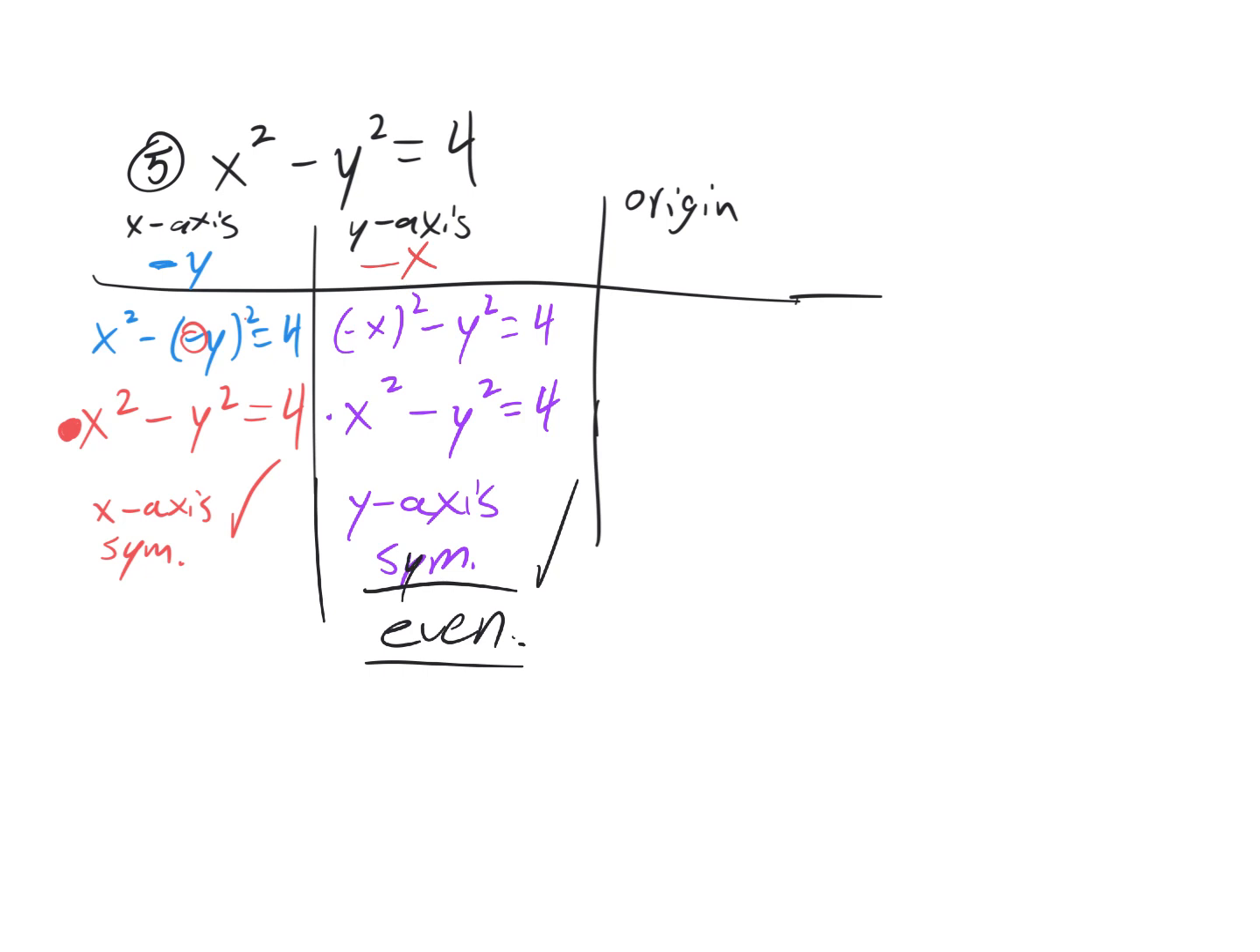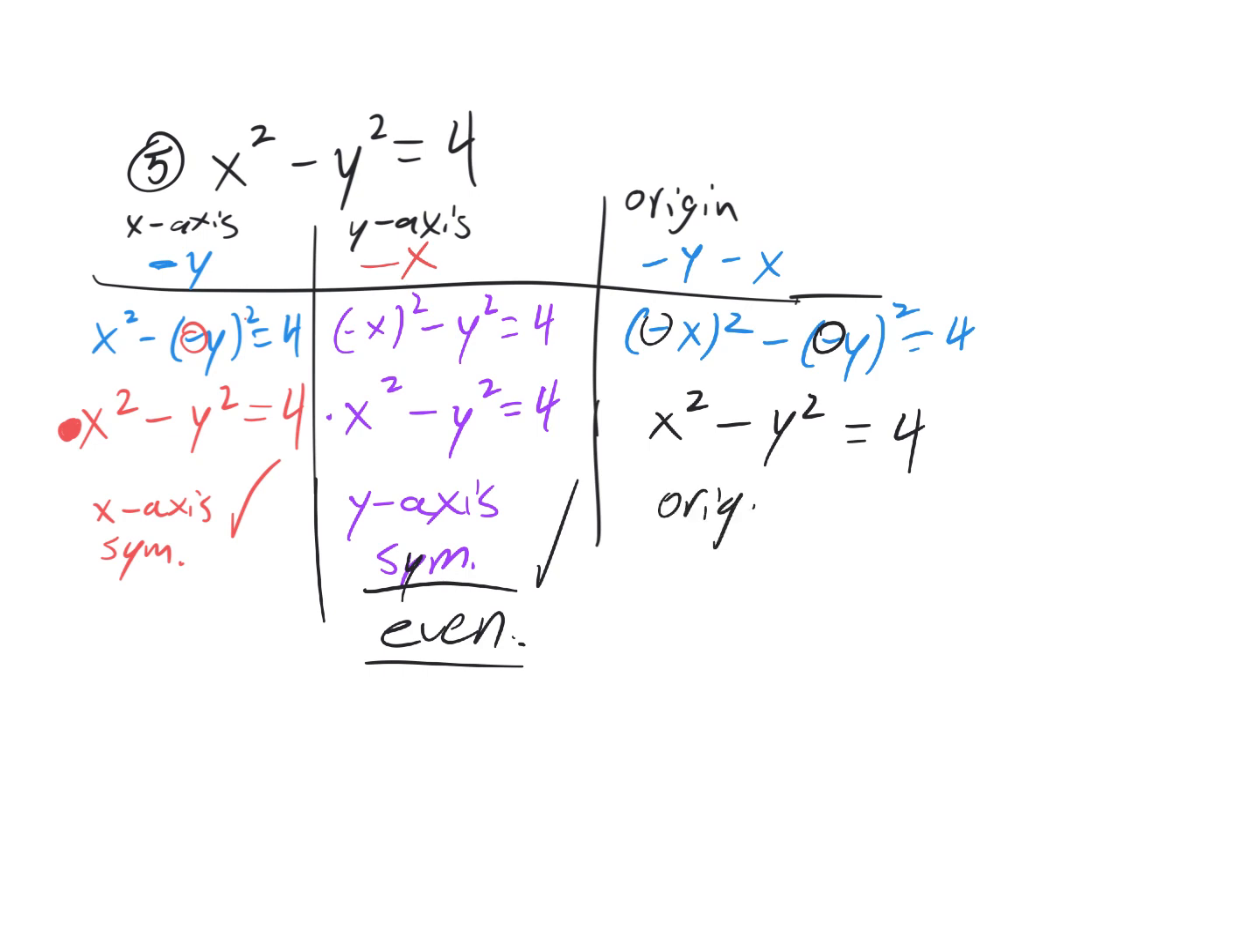And finally, origin symmetry, right? So origin symmetry involves both negatives, negative y and negative x. Let's go ahead and plug them in. Negative x squared minus negative y squared equals 4. Now, you've heard me say this a couple of times already. These inside the square negatives are going to get canceled out. x squared minus y squared equals to 4. That's, again, same as original, right? So we discover this has origin symmetry.